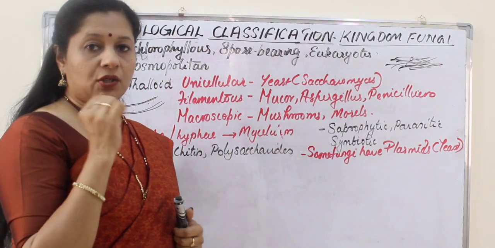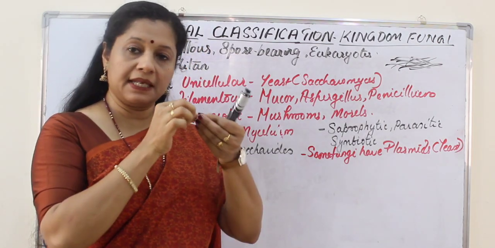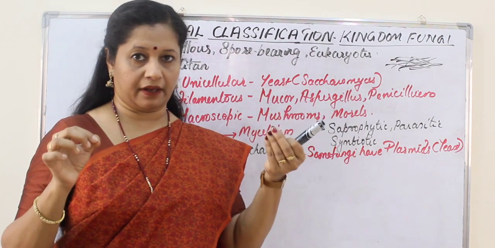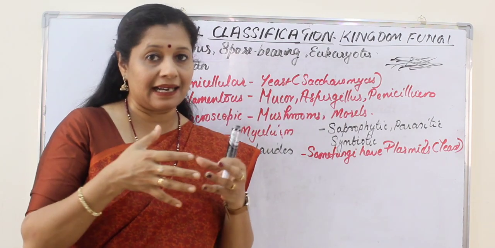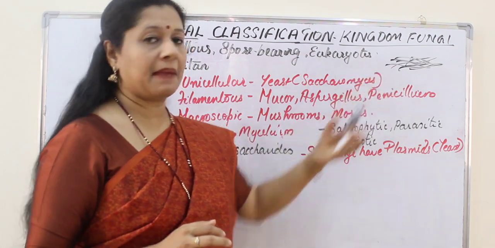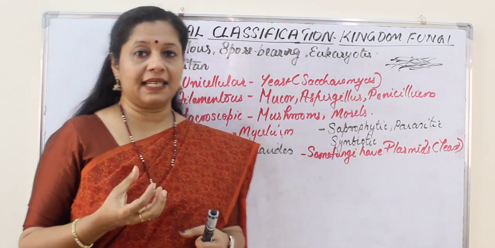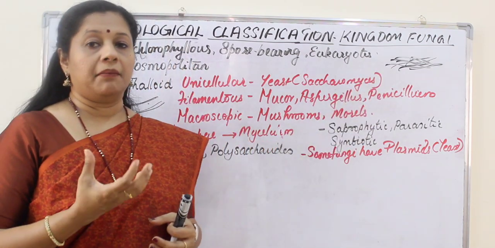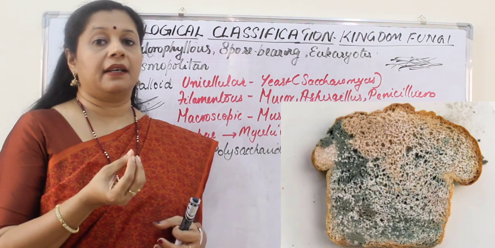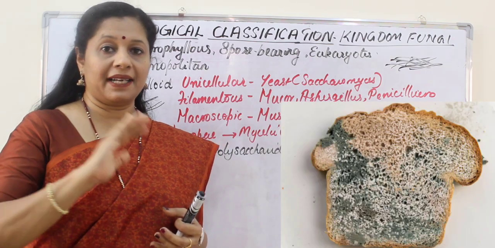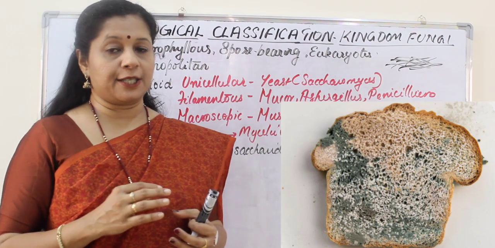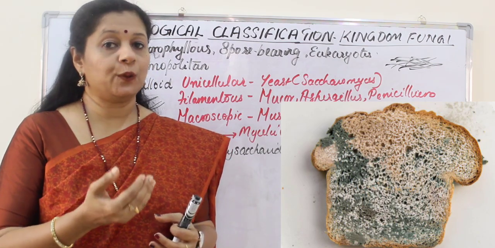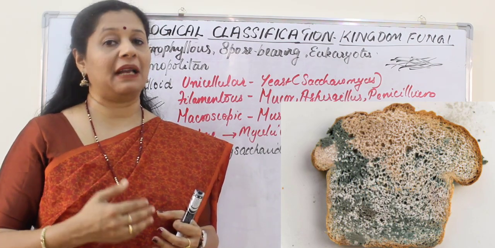So the individual body of this organism is a thread-like structure called a hypha. But when we see many hyphae entangled together, we call it a mycelium. Usually we can see it on bread. When you take stale bread, first you can see a white cottony patch over it. That is the initial stage. Then it will turn into greenish blue and then into black color.